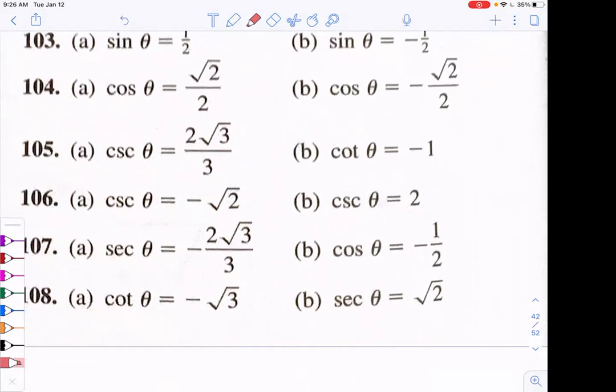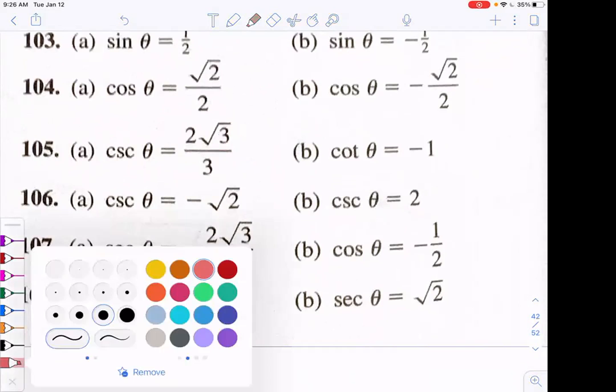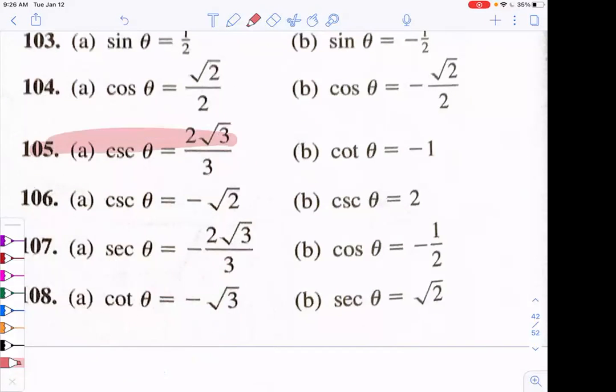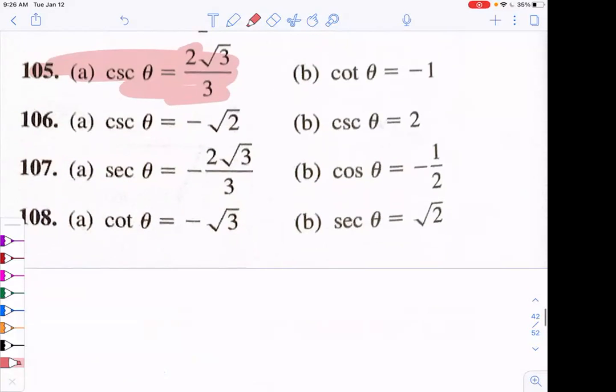The first part gives us the cosecant, and they're saying the cosecant is 2√3/3. We are going to try and solve this problem the same exact way that we just solved the other problem, except they give you cosecant. Sorry, it's over 3, not 2. And instead of thinking of cosecant, what could we use instead of cosecant?